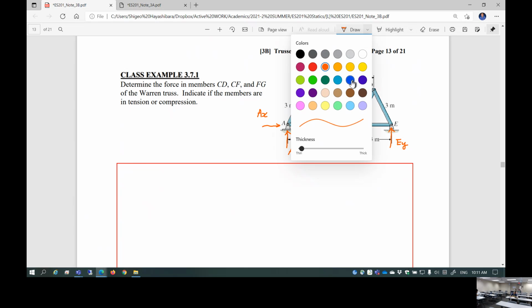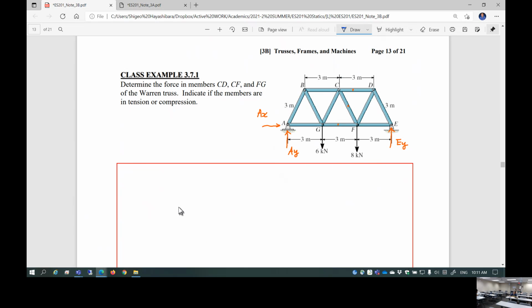I'm kind of going lazy, but let me just start with a sketch, a simplified sketch of the truss. This is a joint, joint, joint. This is a Warren truss. It looks like right triangles all the way through, so I'm going to simplify it. This is really a super simplified sketch here, with right triangles of 3 meters each.